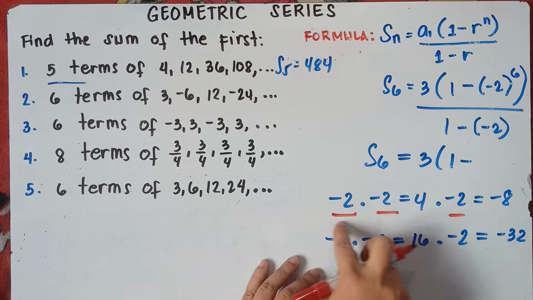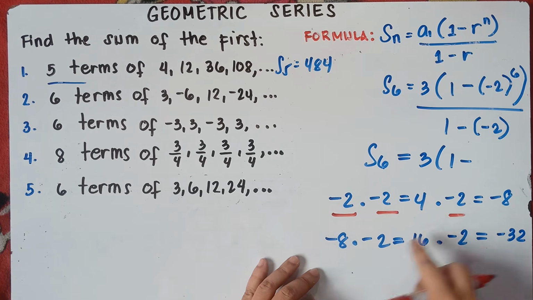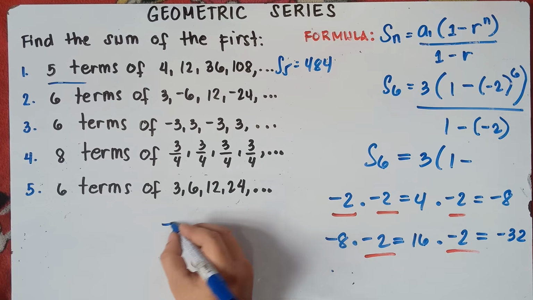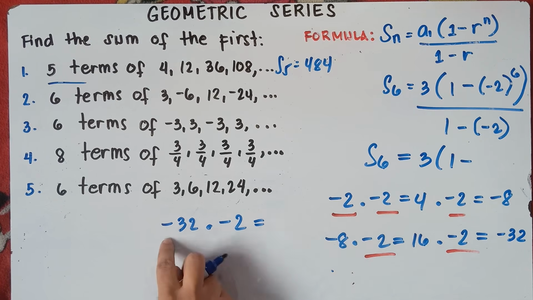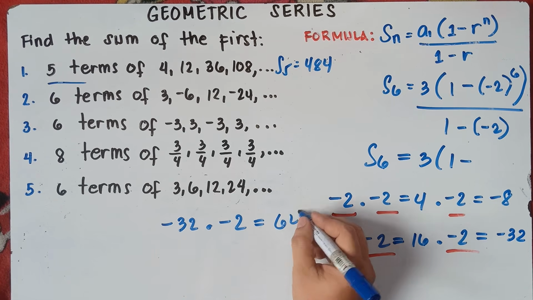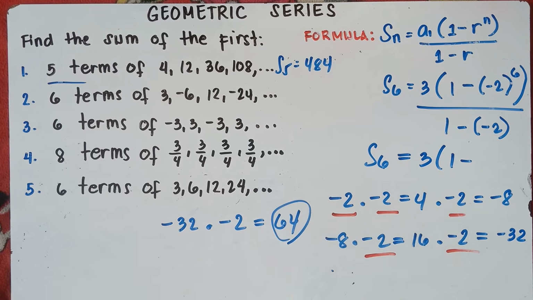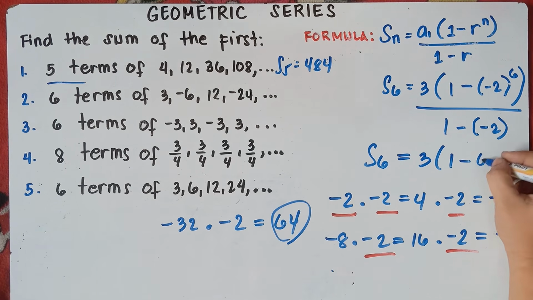So how many 2's do we have now? 1, 2, 3, 4, 5. Last one, negative 32 times negative 2. Negative times negative should be positive 64. Alright, so this will be positive 64.